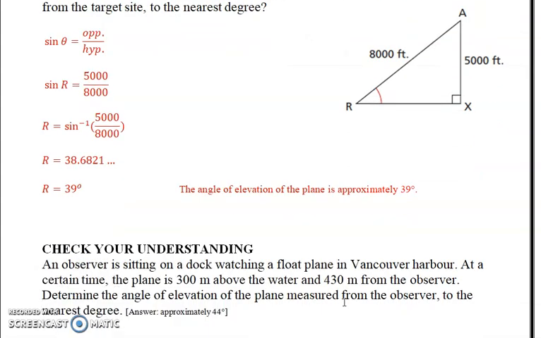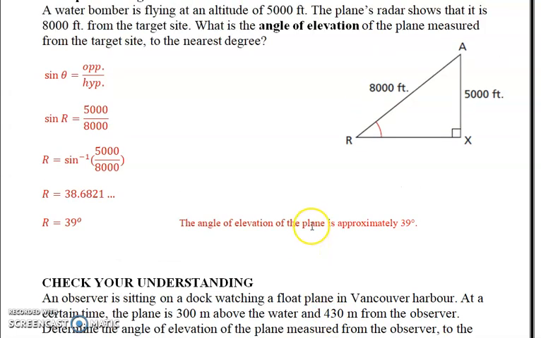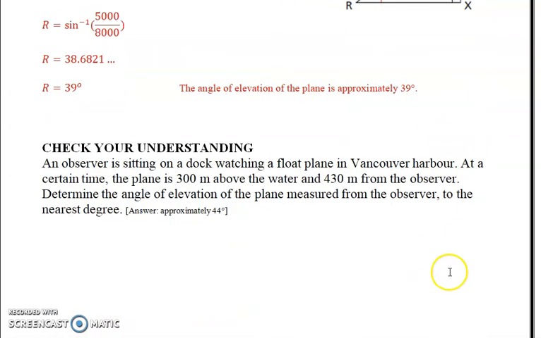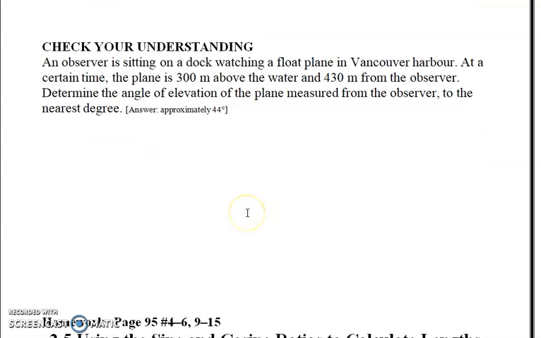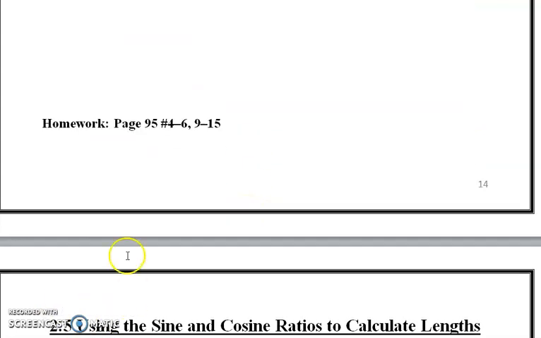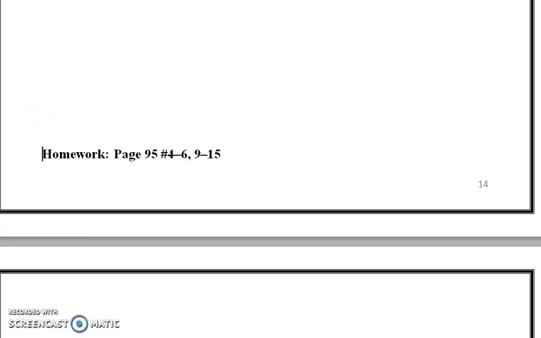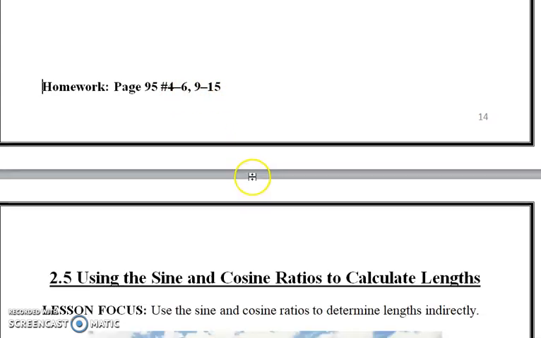There's a check your understanding question. It's done in a similar fashion. All right. I recommend a diagram. If there's no diagram given, that's where you have to come up with a diagram for your questions. It'll really help you. All right, and the homework is found on page 95 of your textbook. So I would like you to try numbers 4 through 6 and 9 through 15.